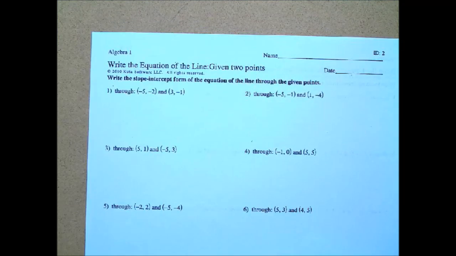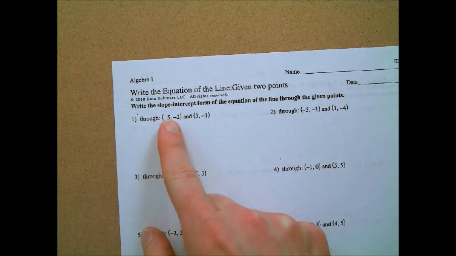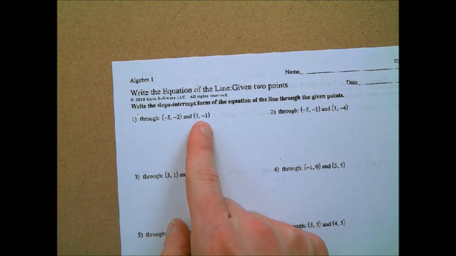Okay, here's your homework. The front and the back look very similar, okay? So please make sure you're on the correct side. Your number 1 should say -5, -2, and 3, -1, okay? So make sure you're on that side, okay?